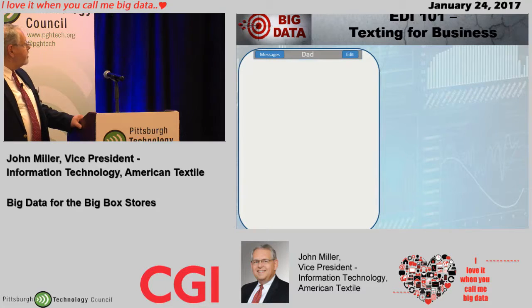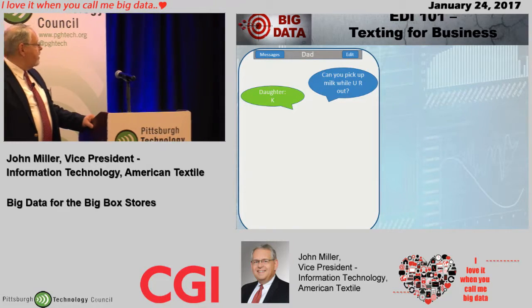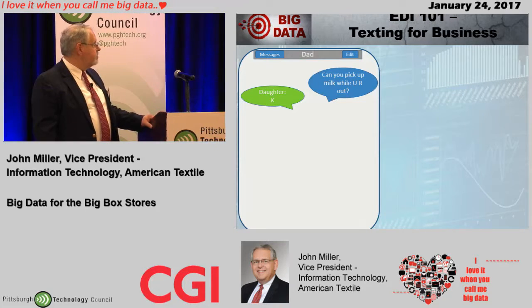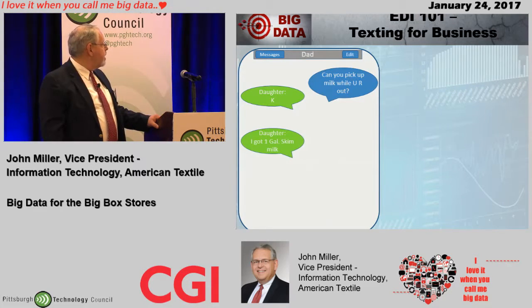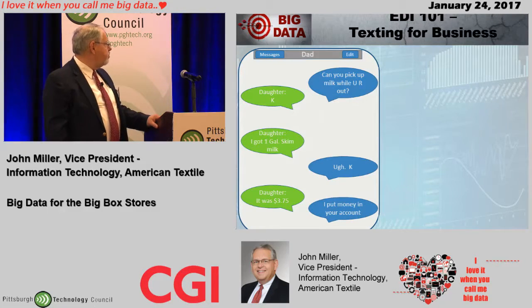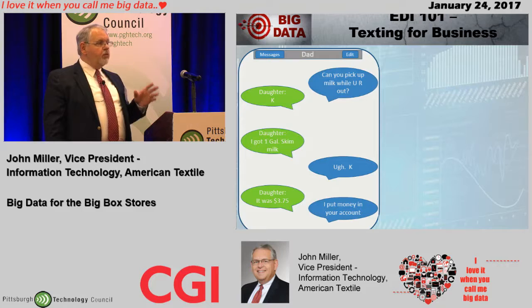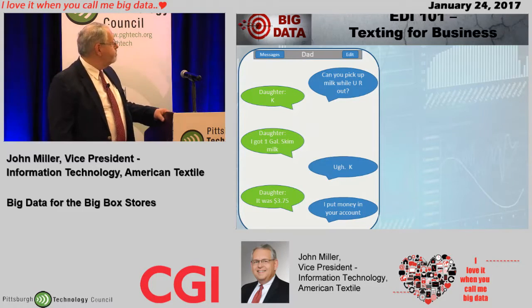So here is a screen where I'm going to be talking to my daughter, and I say, can you pick up some milk for me while you're out? And she says, K, because that's how kids talk. And then she tells me I got a gallon of skim milk, and I say, okay. And then she says it was $3.75, and I tell her I put money in your account. Typical texting scenario happens a lot.